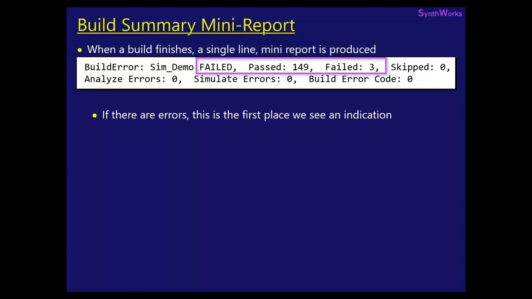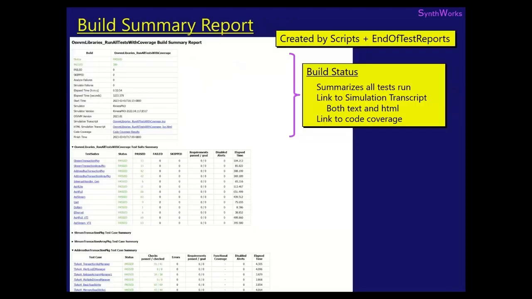analyzed errors, simulate errors. We support skip tests because we run with different simulators. Some of the simulators don't support some of the stuff we need to do. And if there were errors, this is the first place we start to see something went wrong. If there weren't errors, we don't need to look any further. So if there were errors, then we dig into the build summary report.